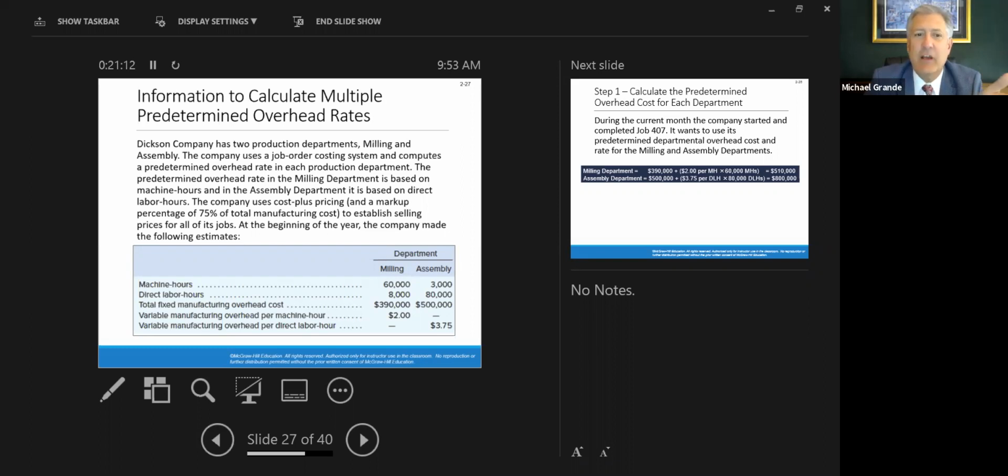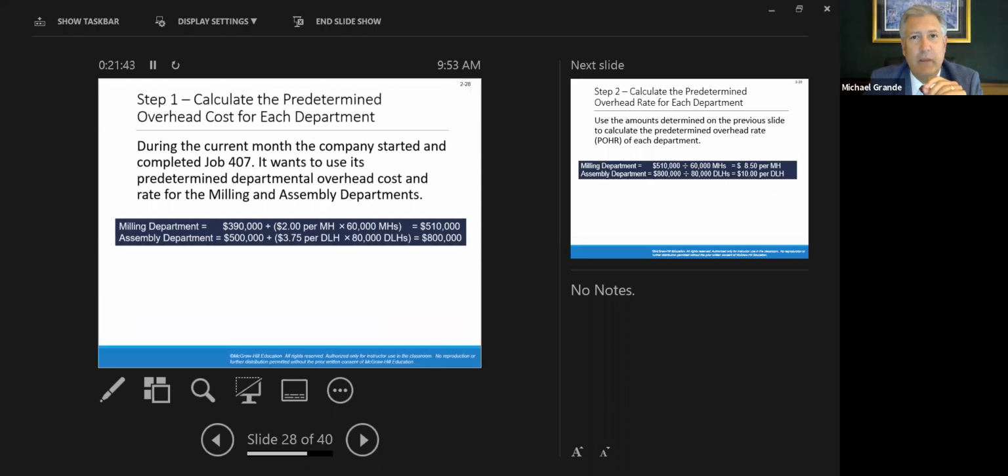At the beginning of the year, the company made the following estimates. So we got two departments. We got milling and assembly. They kept track of machine hours and direct labor hours for both. But remember, milling is using machine hours. Assembly is using direct labor hours. Total fixed cost in each of those departments. And there's a variable cost per machine hour, per direct labor hour. Remember, total cost is fixed plus variable. Calculate the predetermined overhead rate cost for each department.